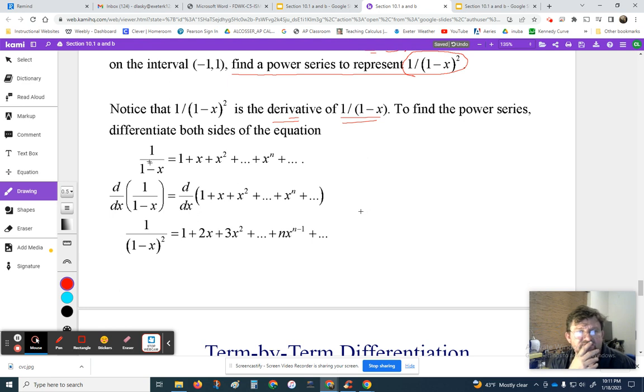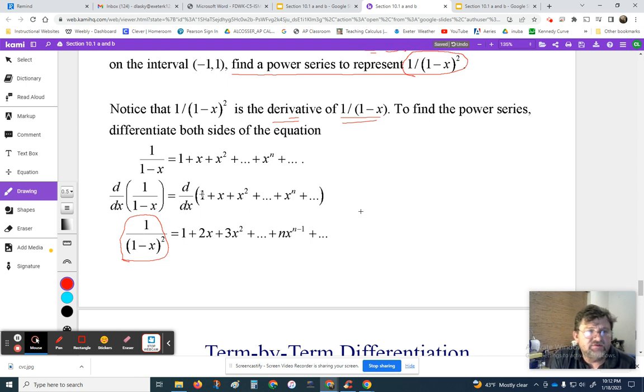So if I take the derivative of this piece here, remember this is just 1 minus x to the negative 1. I subtract 1, and it moves the exponent down here. So now I get my answer: the derivative of this is 1 over 1 minus x squared.